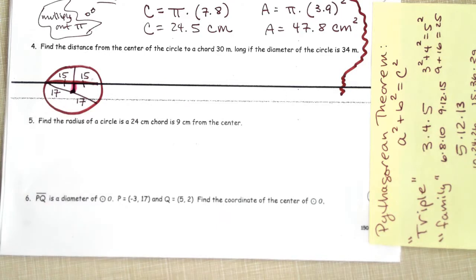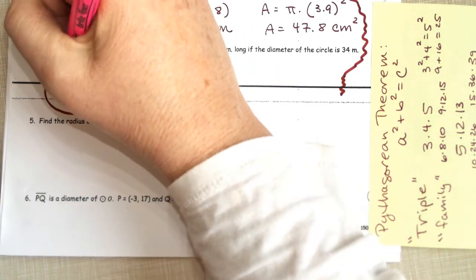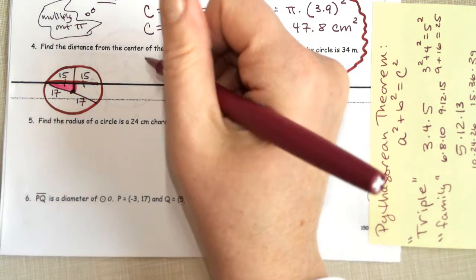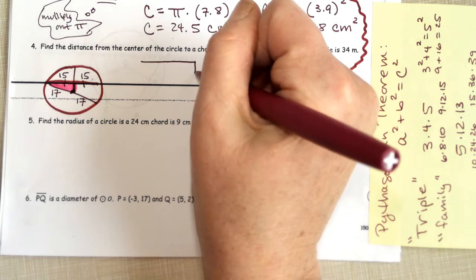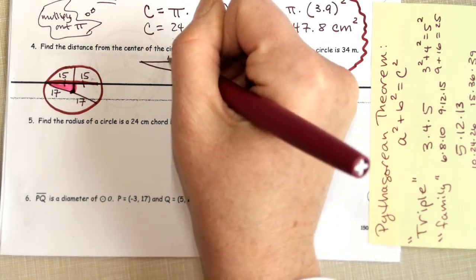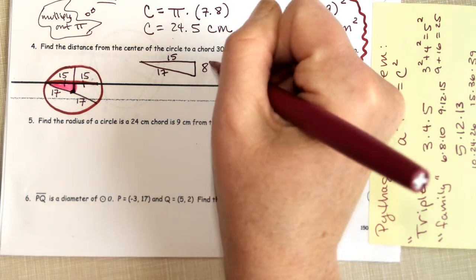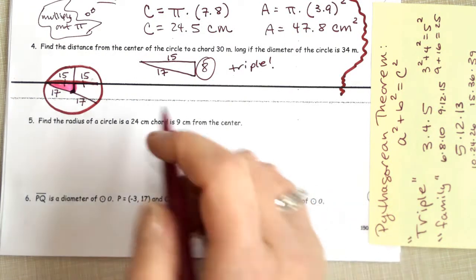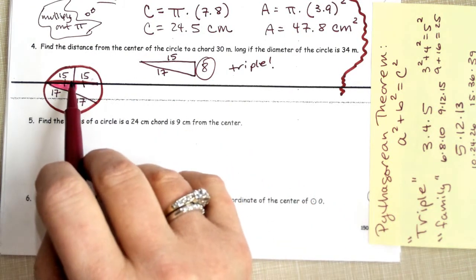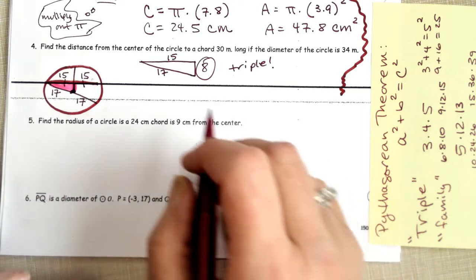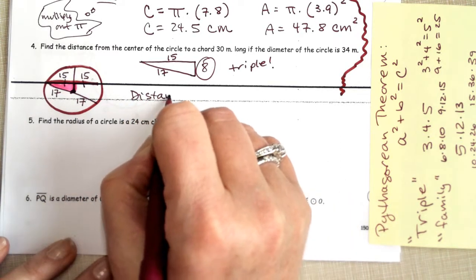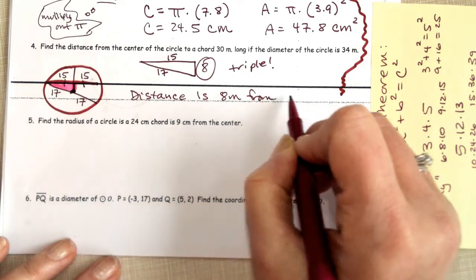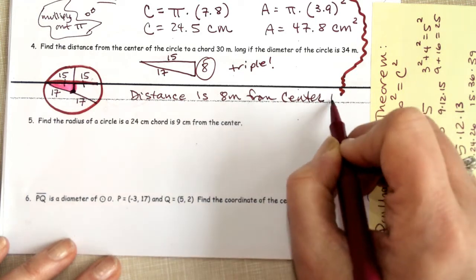So I'm going to rewrite this triangle. And now that we've had a nice little recap of our triple, what's this missing side length? You better say 8. Yay! Because it's a triple. And that's it. That is the distance from the center to the chord. So the distance is 8 meters from the center to the chord.